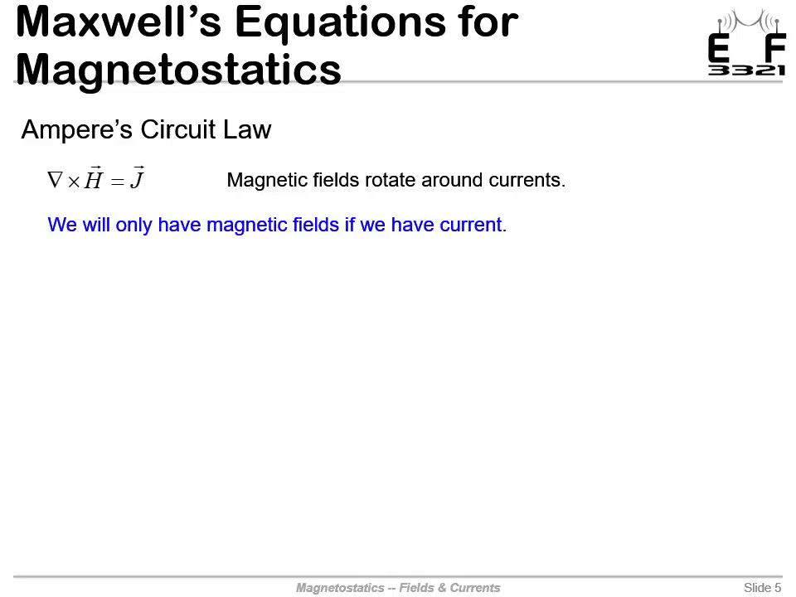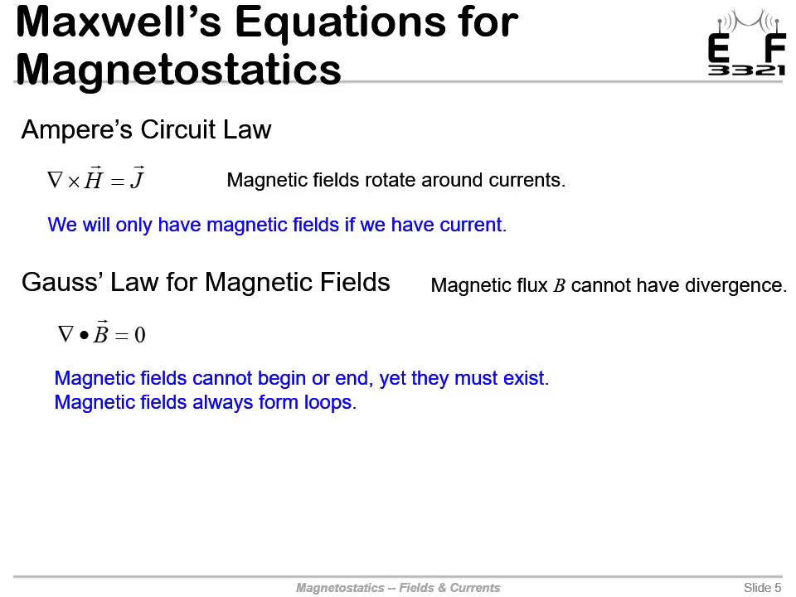So Ampere's circuit law reduces to the curl of the magnetic field equals the current density. This is saying that magnetic fields will circulate around currents. It also says that we will only have magnetic fields when there is a current, just like in electrostatics, we only had fields when charges were present. So here we can only have magnetic fields when there is a current present.